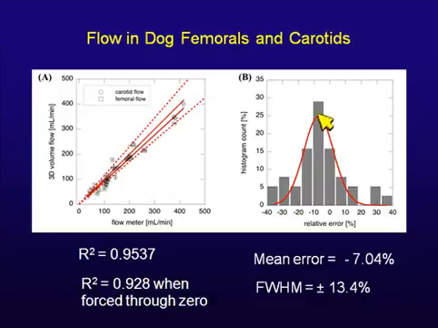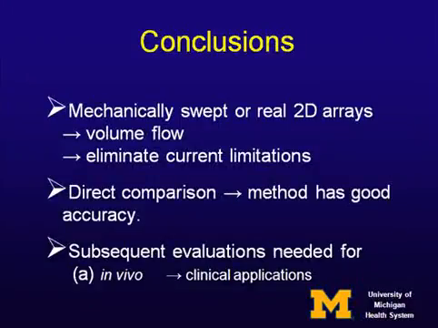The other thing that's important to know is the flow meter itself, which we had on the artery, has a plus or minus 5% error. So this is a very respectable measurement of volume flow. So in conclusion, this can be done with mechanical or real-time 2D arrays. It eliminates the current limitations. It does very well when compared to gold standards, and I think this should be ready for prime time. And I would think that in the very near future, you're going to be seeing volume flow as one of the main applications for 3D scanners.